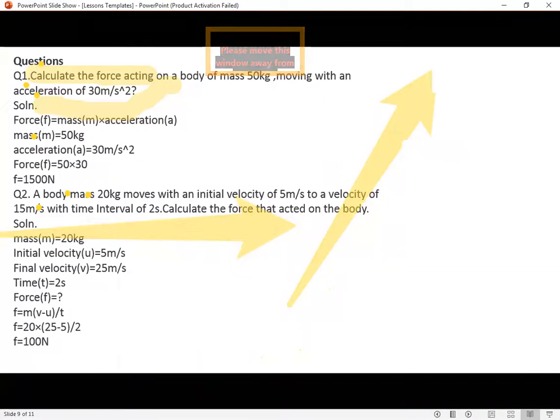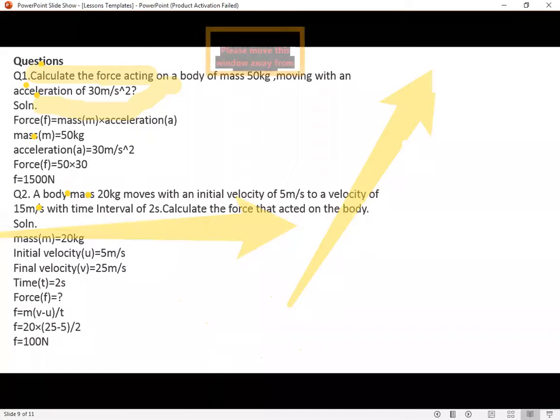So please use 15 as your final and raise your hand. Let me call you right now. Use 15 as your final. The question you have, question 2, you solve it. I used 25 as my final velocity. Sir, please, the answer is still 100 Newton. The answer is still 100 Newton.